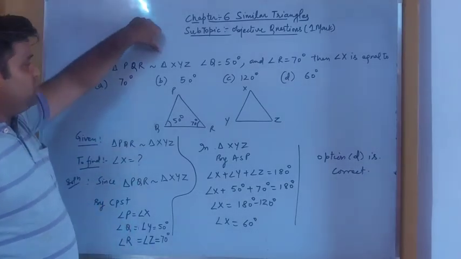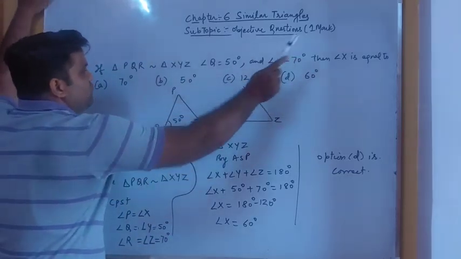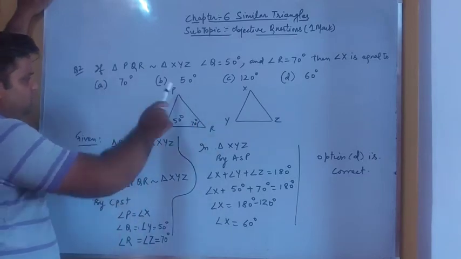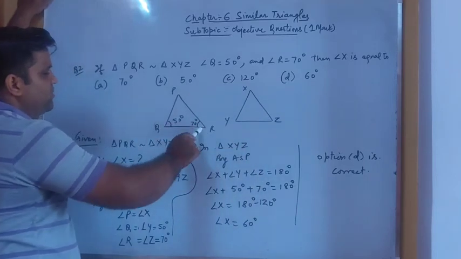Now let us come to question number 2. If triangle PQR is similar to triangle XYZ, with angle Q equal to 50 degrees and angle R equal to 70 degrees, we have to find angle X. So which option is correct? First of all, we draw two triangles, triangle PQR and triangle XYZ, with angle Q as 50 degrees and angle R as 70 degrees.